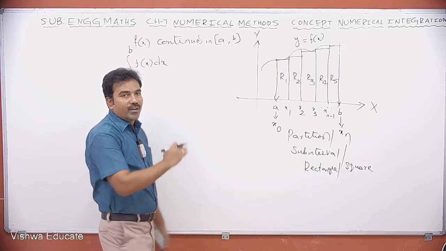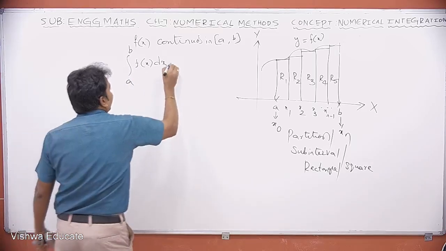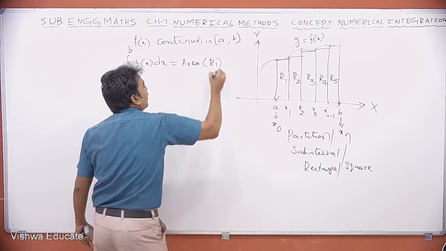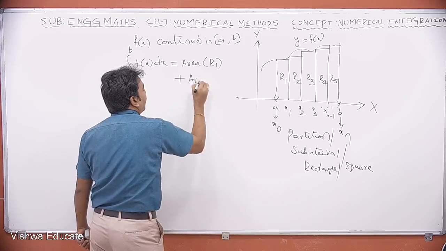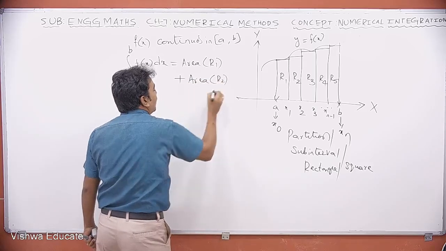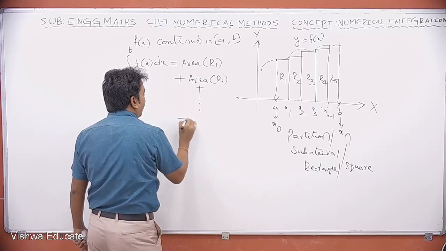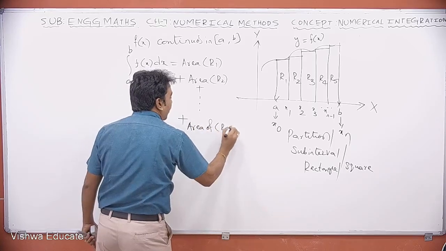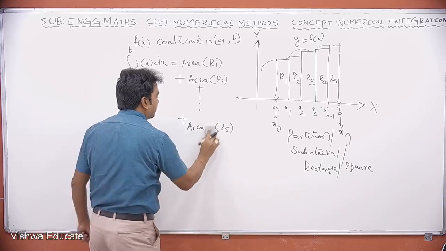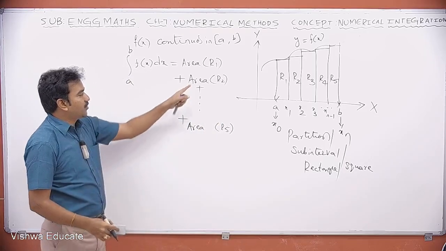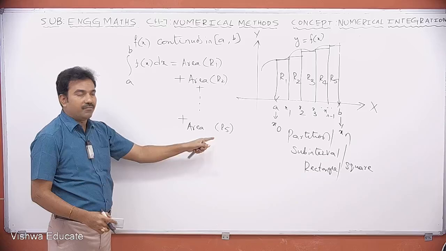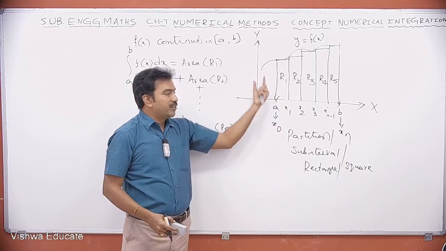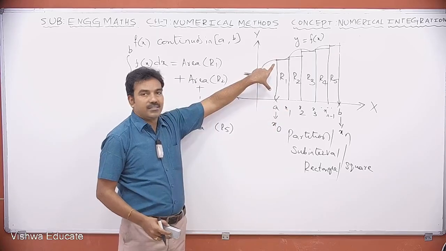So when you try to find this value, this is nothing but area of R1 plus area of R2 plus and so on plus area of R5. So area of R1 plus area of R2 and so on plus area of R5. The area of each partition will be length into breadth. Length is this one and breadth is this one.